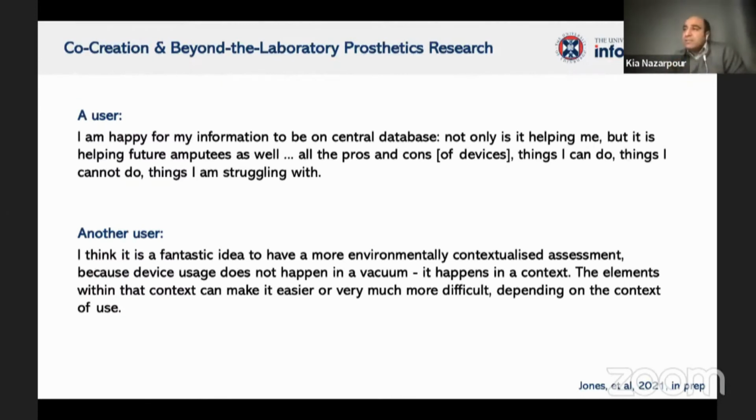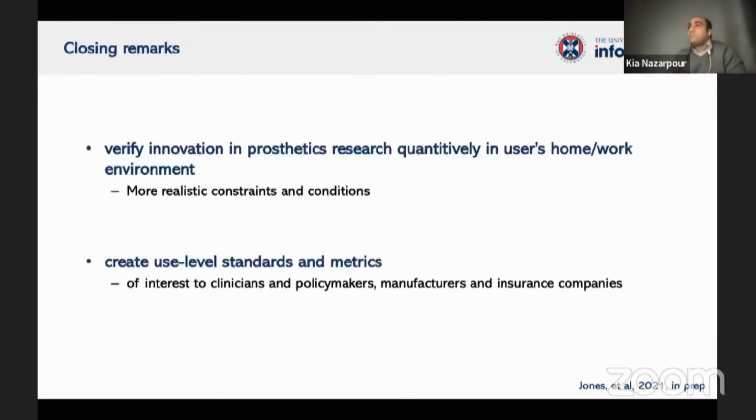And another prosthesis user said, "I think it's a fantastic idea to have a more environmentally contextualized assessment, because device usage does not happen in a vacuum, it happens in a context. And the elements within that context can make it easier or very much more difficult, depending on the context of the use." We are hoping to submit this document, a long document reporting the two workshops, hopefully before Christmas. So if anyone would be interested in having a look and exchanging ideas, please feel free to drop me a line. So, closing remarks.